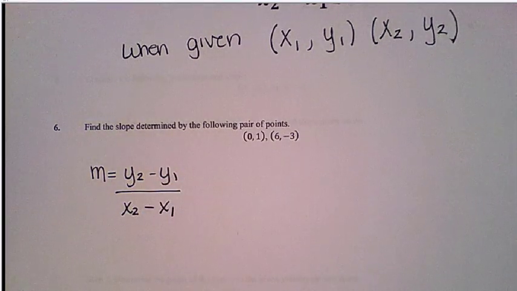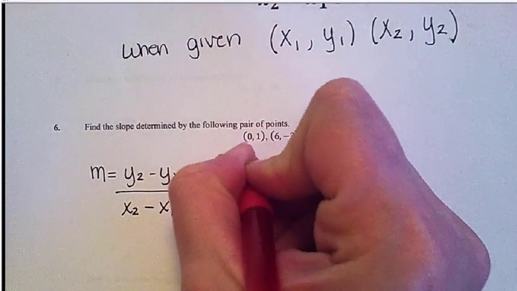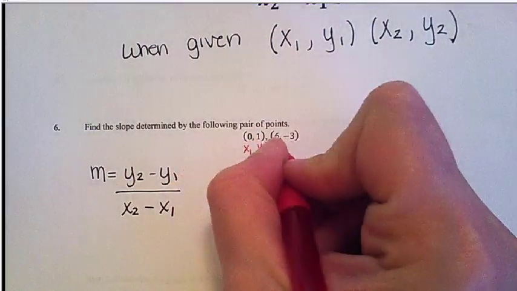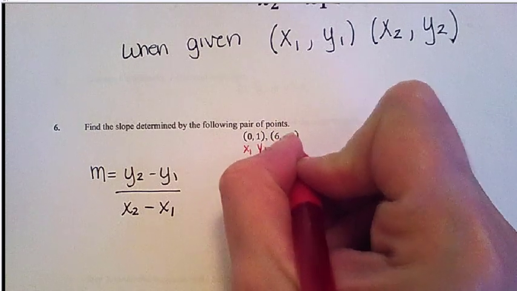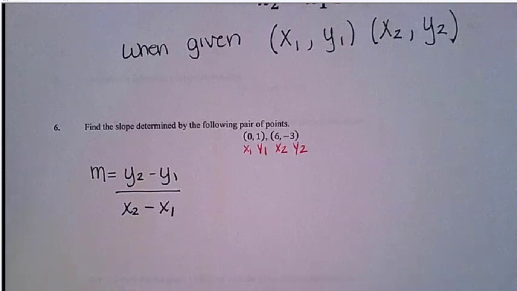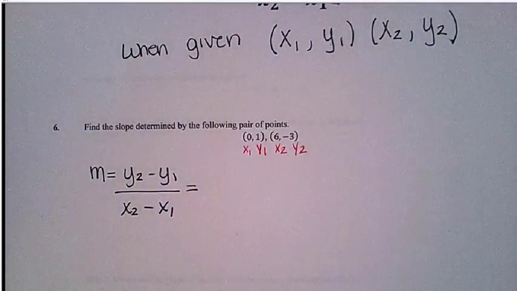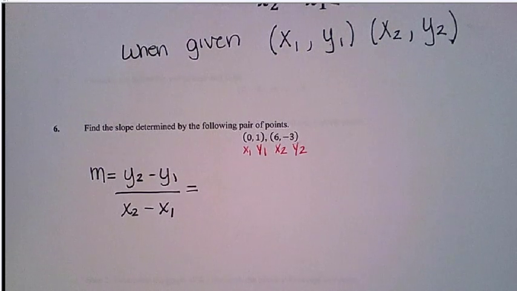The other thing that I like to do when I'm using a formula like this is I actually like to label my values that I'm going to plug in. One of the reasons I do that is because I tend to make really silly mistakes when I plug numbers in, so this helps me prevent doing that. So this is going to be x1 and y1, and then this other point's going to be my x2 and y2. Okay? So now I just need to take those four values and plug them into their appropriate spaces in my formula.